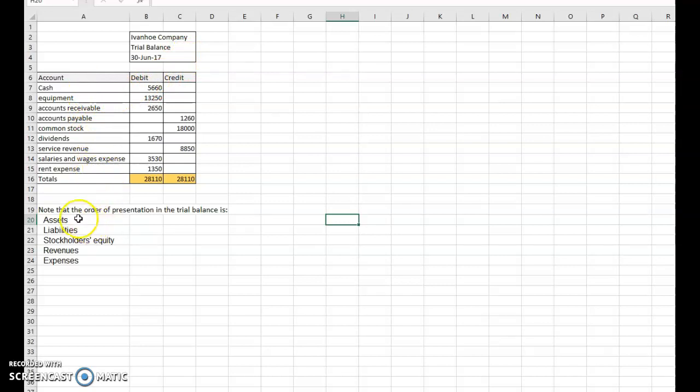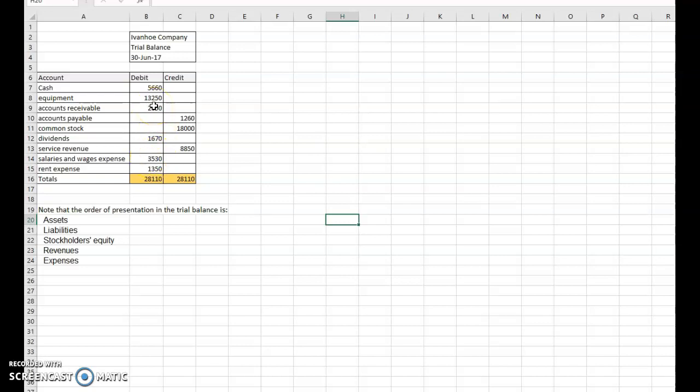So in the textbook it says note that the order of the presentation in the trial balance is assets, liabilities, stockholders' equity, revenue, and expenses. So I've done assets, liabilities. Well, liabilities, they had the one which was accounts payable, stockholders' equity, which is common stock and dividends. Then they had service revenue, which is revenues, and then expenses.